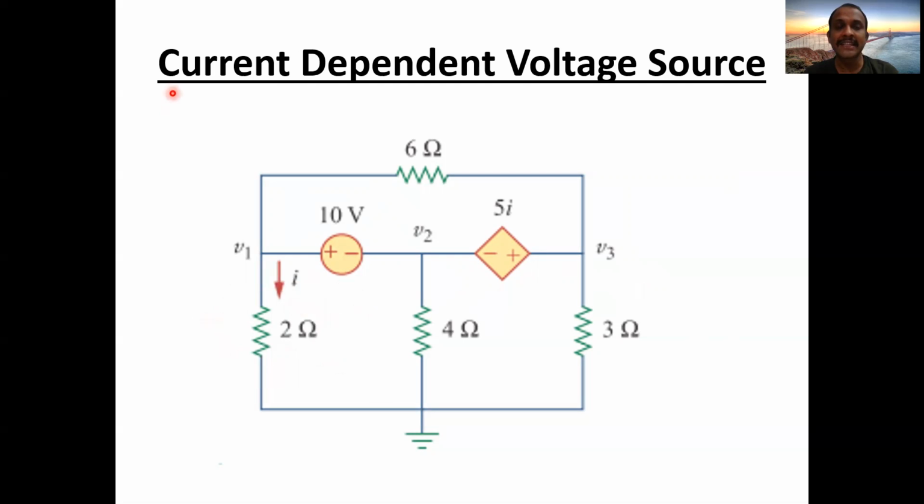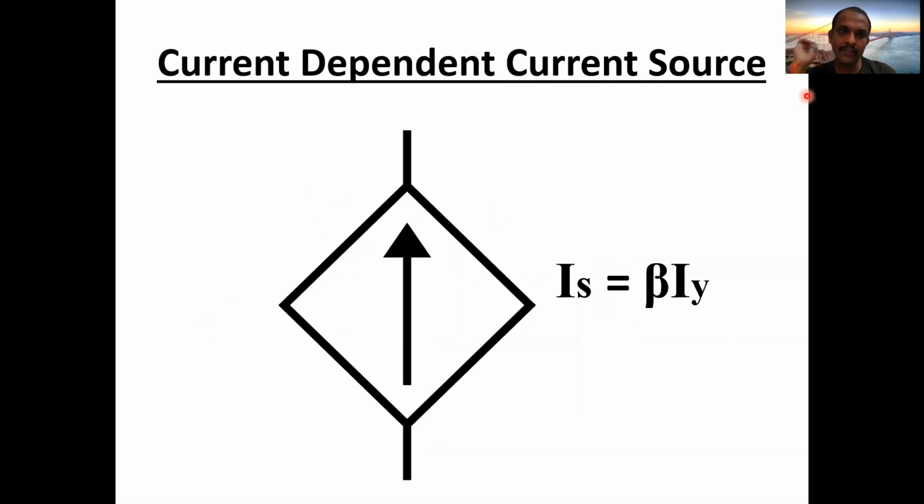That's why it is called a current dependent voltage source. We'll further go with the next source here. So the next source is the current dependent current source. It is a current source which depends on the current passing through some other element in the same circuit.